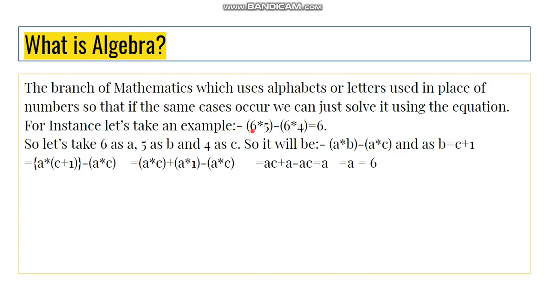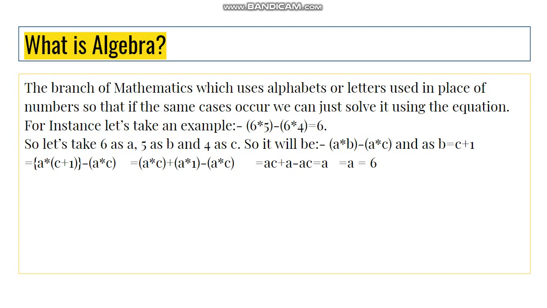6 into 5 minus 6 into 4 is equal to 6. So let's take 6 as A, 5 as B and 4 as C. So it would be A into B minus A into C. And as here B equals C plus 1, as 5 is equal to 4 plus 1, we would write it as A into (C plus 1) minus A into C.